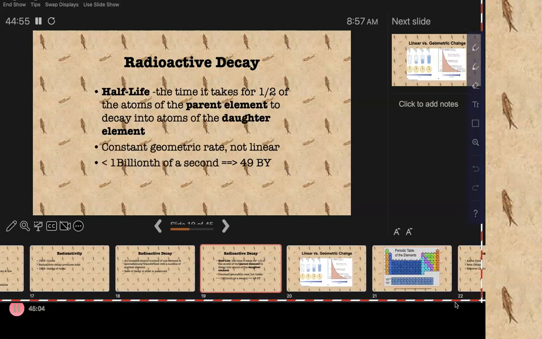So you guys remember these: half-life, parent, daughter, good times, right? So half-life is the amount of time it takes for half of the parent element to decay into the daughter element. And I still have people getting these questions wrong on there.